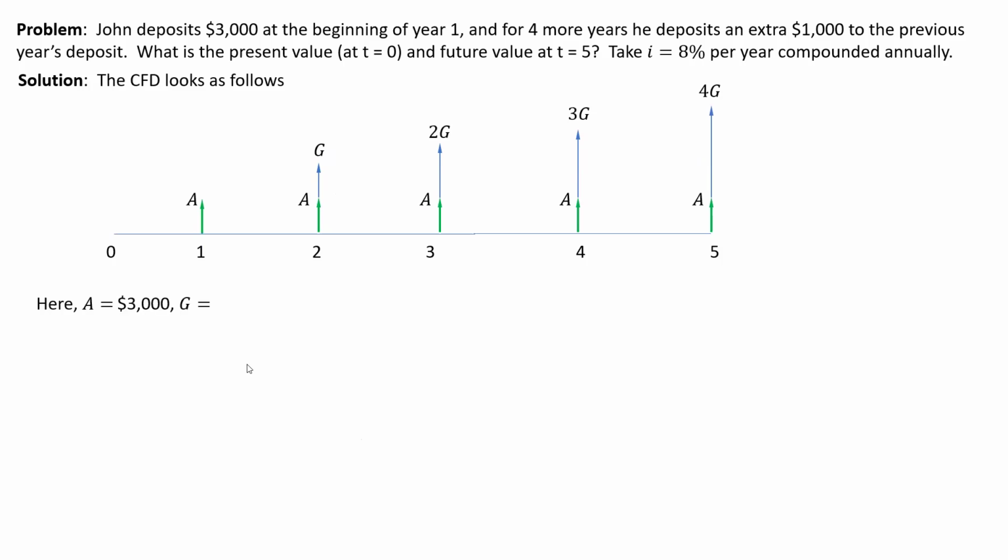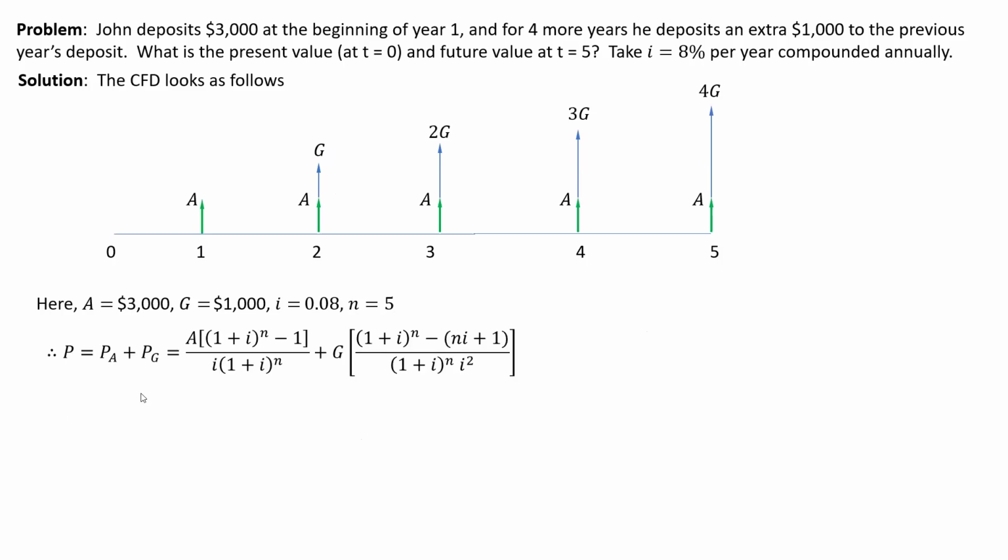So here is a combination of both. A is 3,000. G, that extra money he's adding, is $1,000. I happens to be 8% or 0.08 and N is 5. Cool. What are we supposed to find? What is the present value at t equal to 0? So the formula for present value for this one: A times (1 plus I)^n minus 1 over I times (1 plus I)^n.